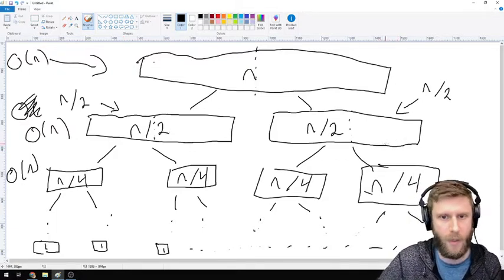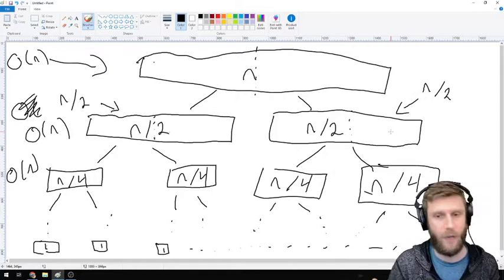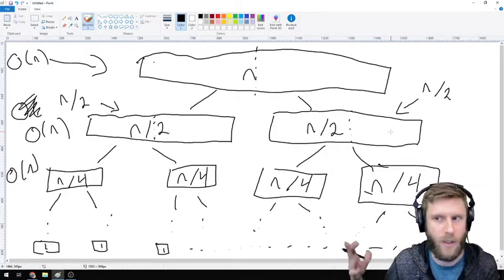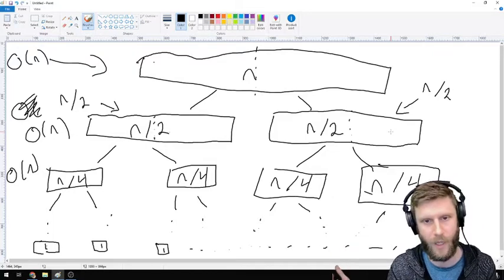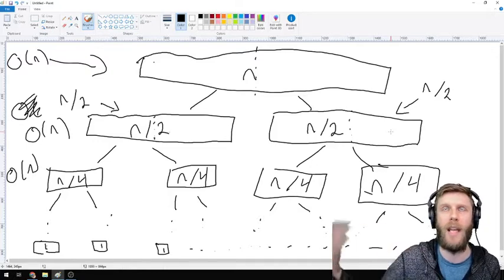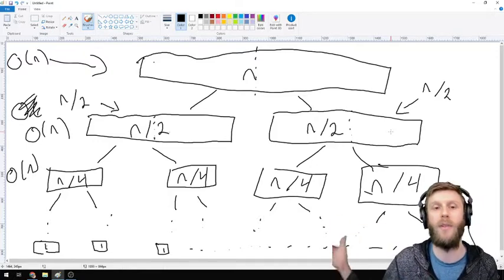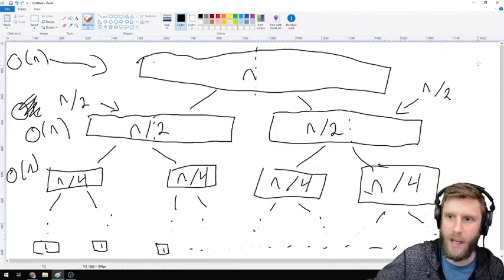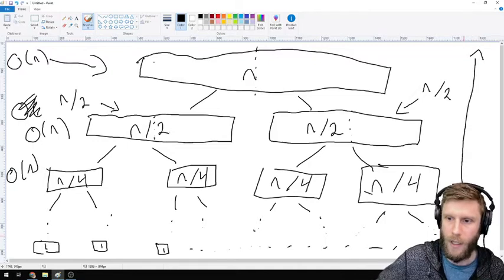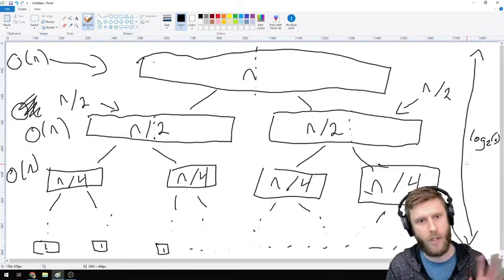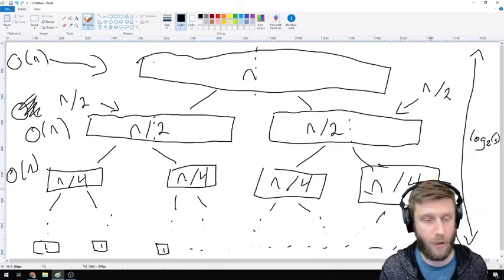But how many layers of splits are there? Well, we remember, if we have n divided by 2, divided by 2, divided by 2, until we can't do that anymore, until we're out of integers. What is that relationship? We remember multiplications are like the exponent, and multiple divisions, that's the log. And because we're dividing by 2, the number of layers here is proportional to log base 2 of n. So that's the current situation.